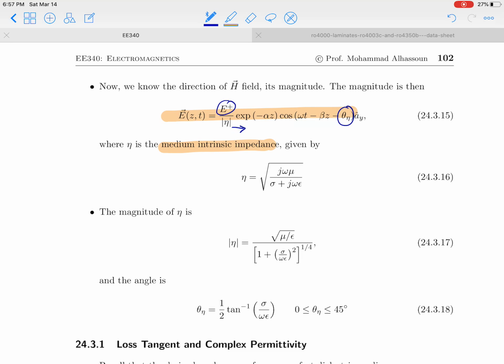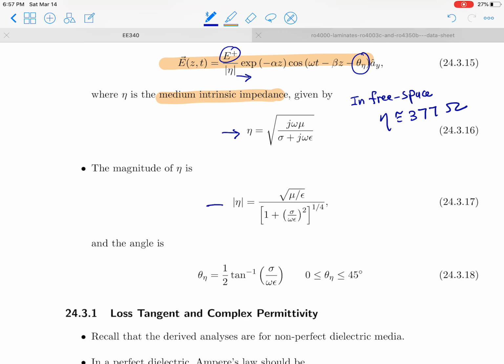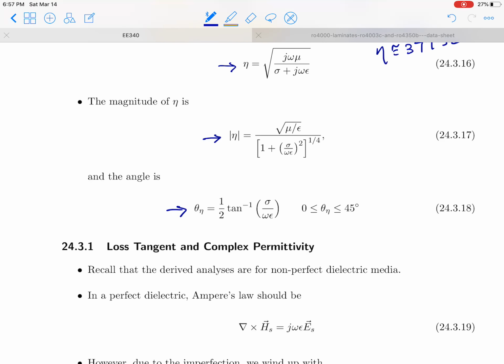So what is eta? Eta is the intrinsic impedance of the medium. If we have free space, as I will show in the next class probably, this is approximately 377 ohms. So this is the expression. We see here that this is in general a complex value, so it has a magnitude given by the following expression, and a phase given by the following expression.